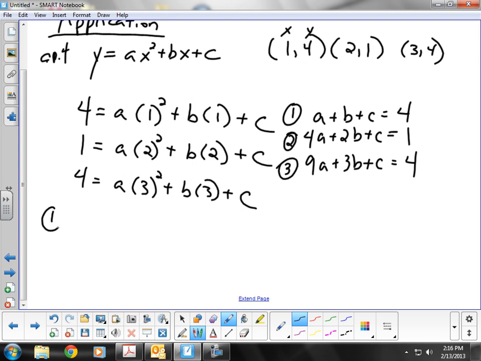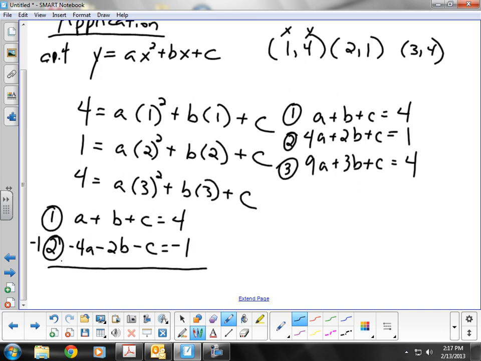All right, so I'm going to take 1 and 2. And which one do you want to multiply through by negative 1? 2. All right. So I've got a plus b plus c is equal to 4, and negative 4a minus 2b minus c is equal to negative 1. I just took the second equation and multiplied through by negative 1. So when I add that together, I get negative 3a minus b, the c's canceled out, is equal to 3. And that's my equation 4.